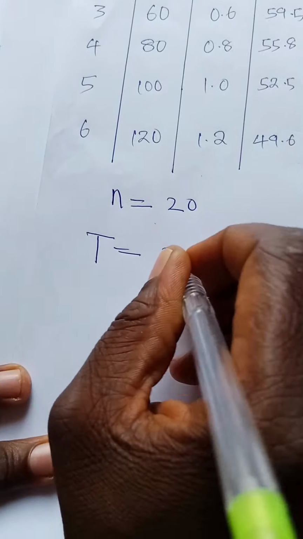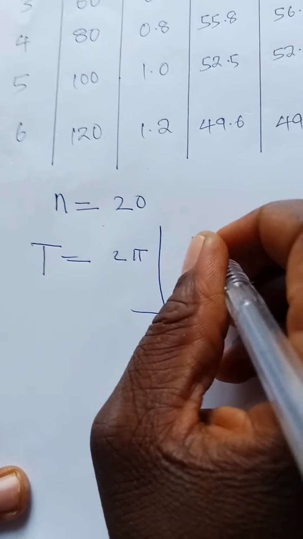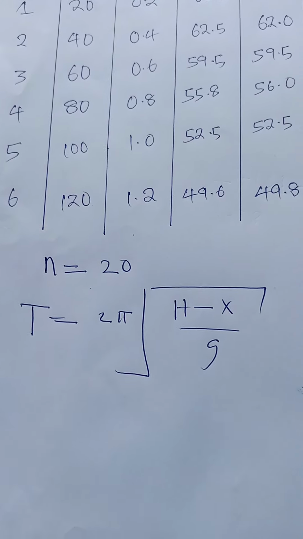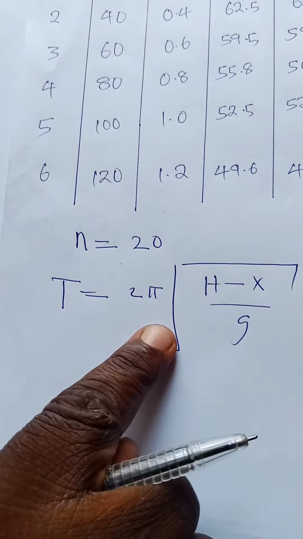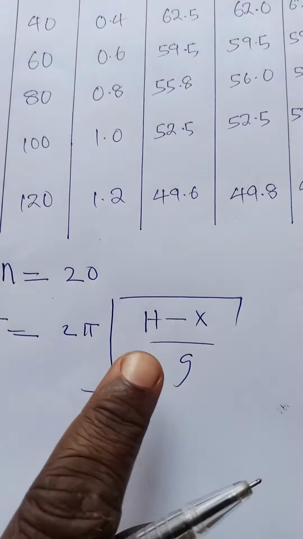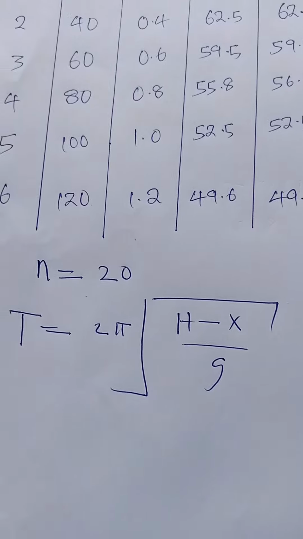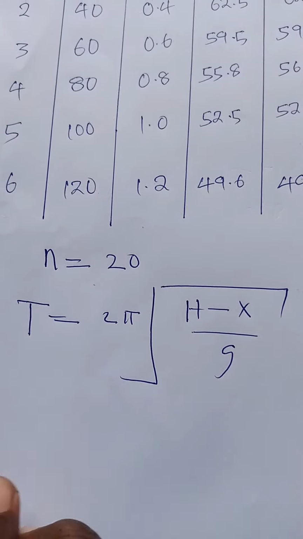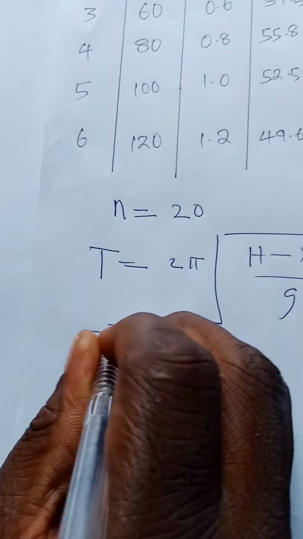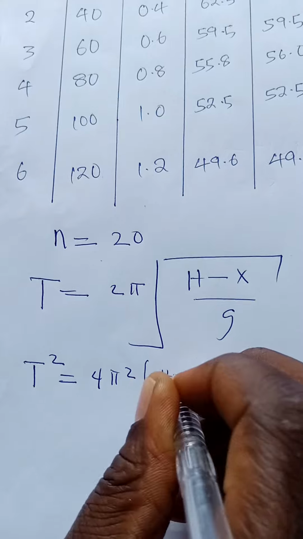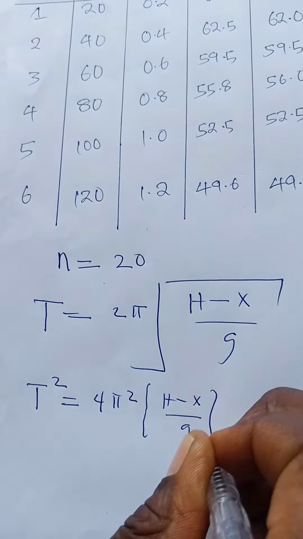Now, since our equation says T is equal to 2π all into the square root of (h − x) over g, we have a task. This task is: what are we going to plot from this equation that is on the table? This has been a difficult thing for students to unravel. First of all, any equation that has a square root can be resolved by taking out the square root, which gives us T squared is equal to 4π squared into (h − x) over g.